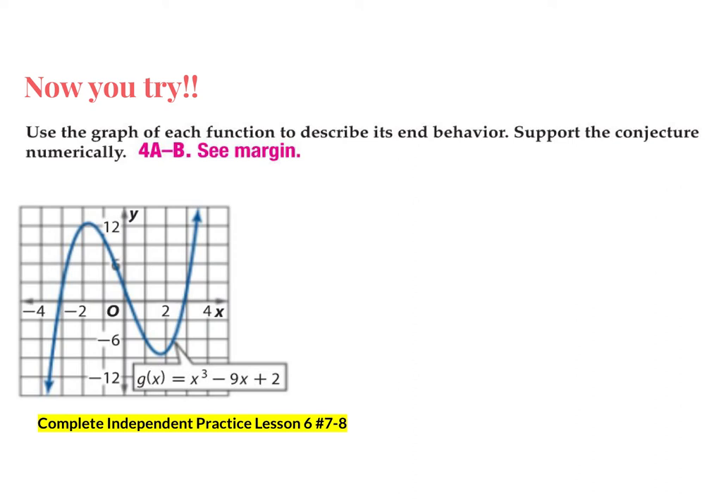Take a minute, try and write a mathematical statement to state the end behavior of this graph, and then press play to see if your answer is correct. Pause your video now.